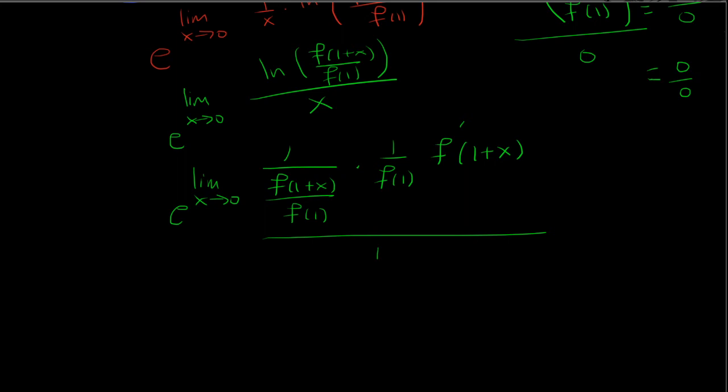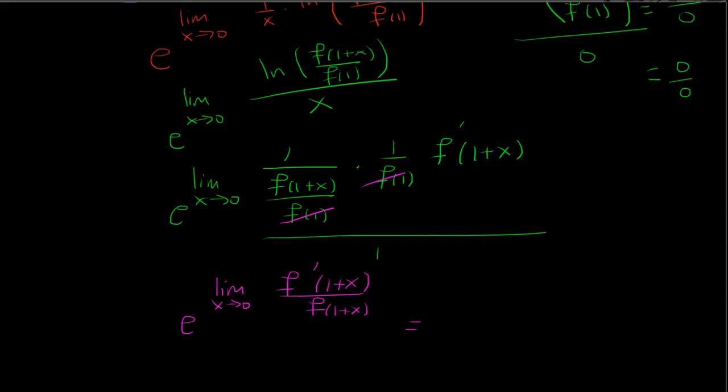Because I'm looking at 1 over f of 1 plus x over f of 1, this f of 1 is going to come at the top. Okay, let's take that back. Technically, that is true, but this cancels with that f of 1, so we don't have to worry about bringing it to the top. And what I'm left with is e to the limit as x approaches 0 of f prime of 1 plus x over f of 1 plus x.